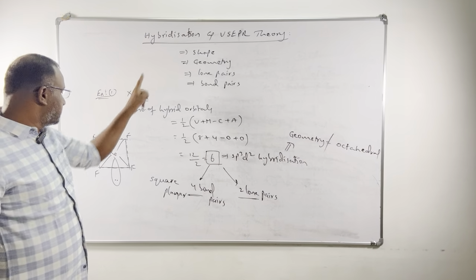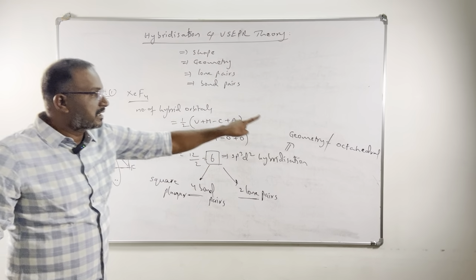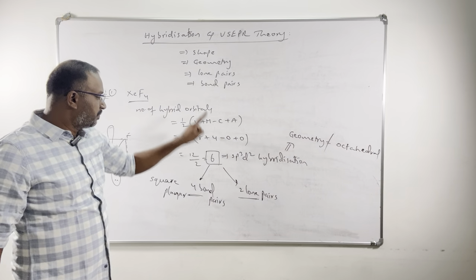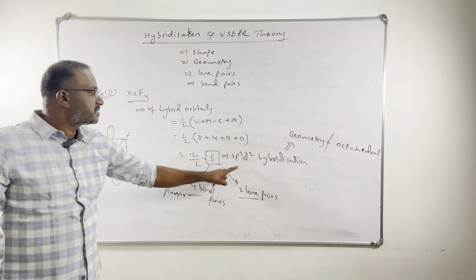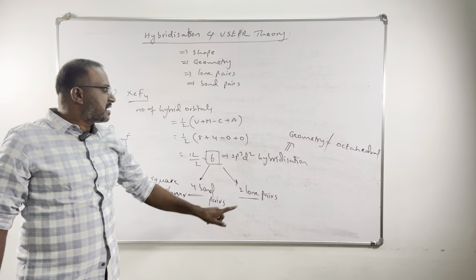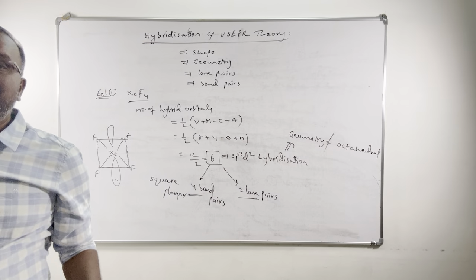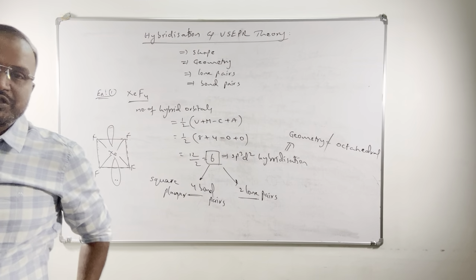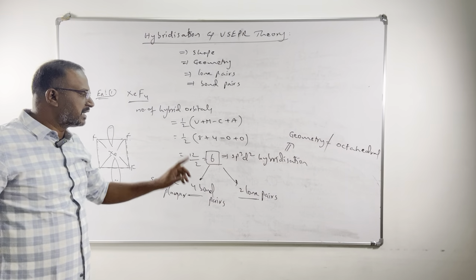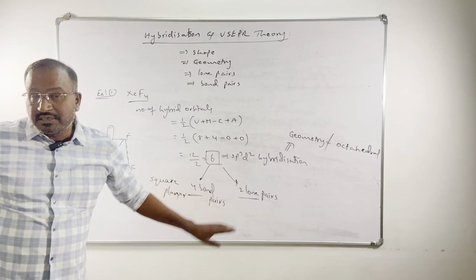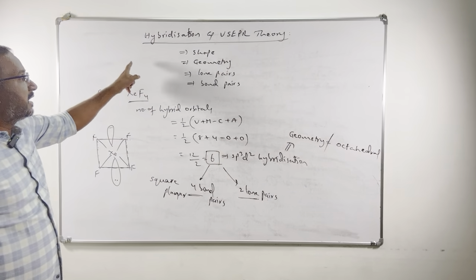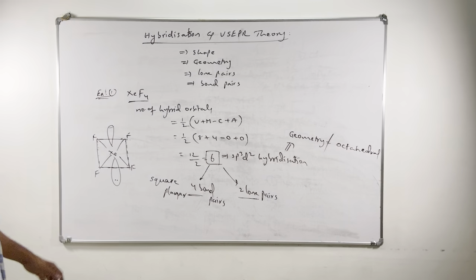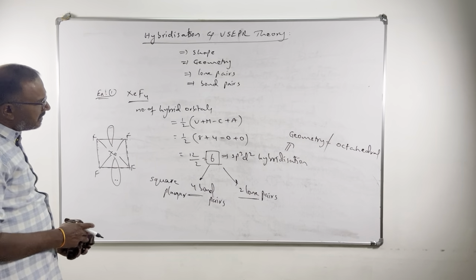So the shape is square planar, geometry is octahedral, lone pairs are 2, bond pairs are 4, hybridization is sp3d2. VSEPR theory says geometry is not equal to shape, or shape is not equal to geometry, if it has lone pairs. So this is an example for hybridization as well as VSEPR theory. And let's go for another example.